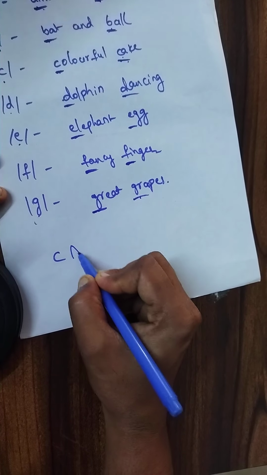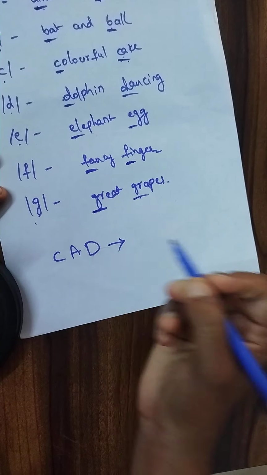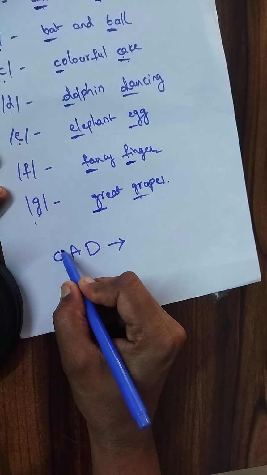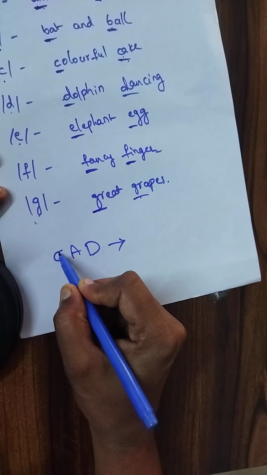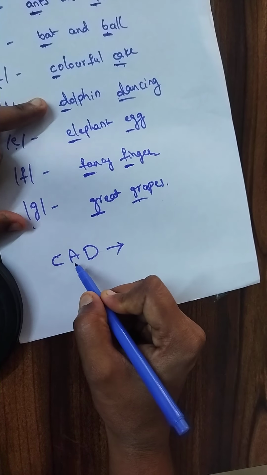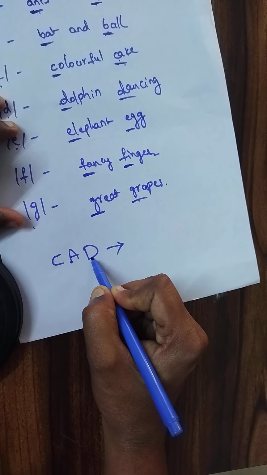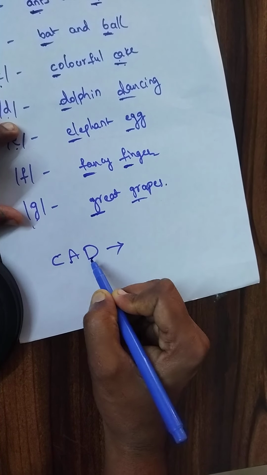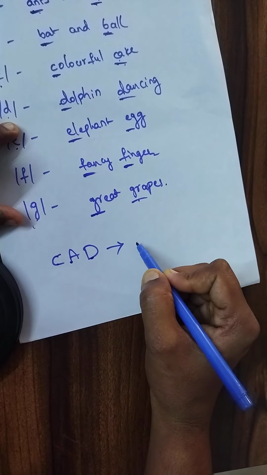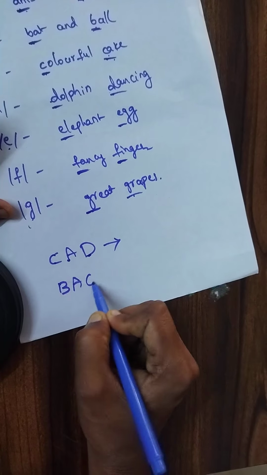For example, let us see. If we give them a test, we write here CAD. How can they determine this? What is the sound of C? Already they know. K, K, K. For A sound, A, A. For D, dolphin dancing. Da, Ka, A, Da. They will tell CAD.